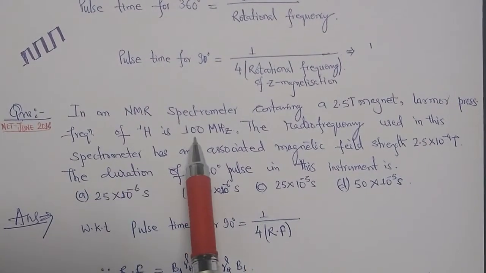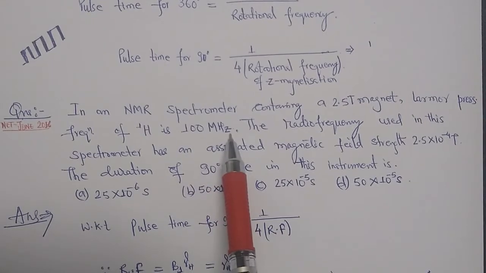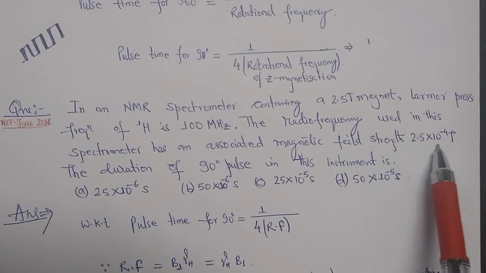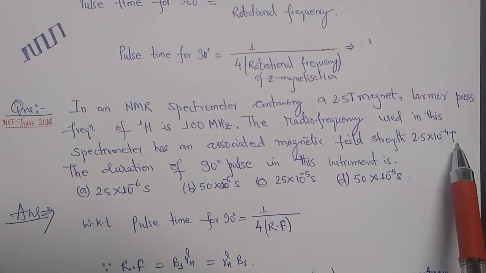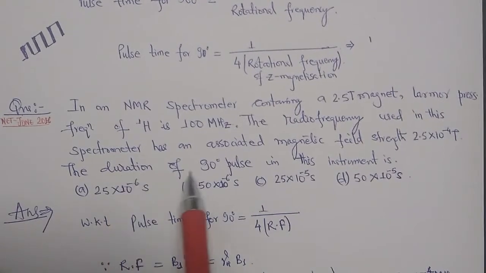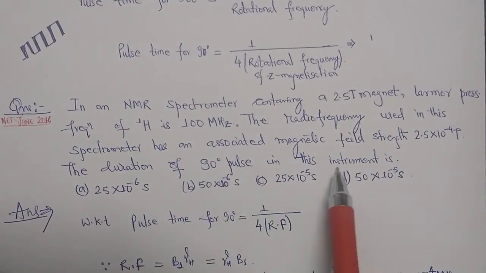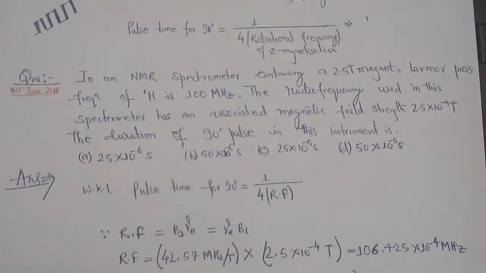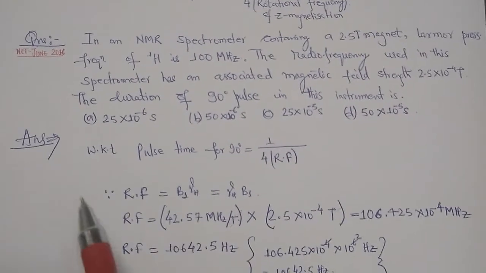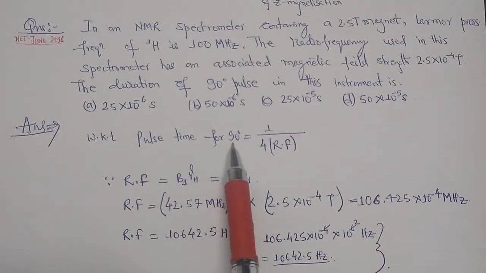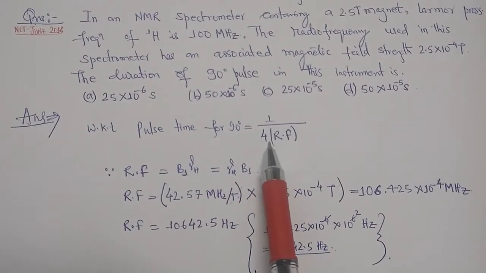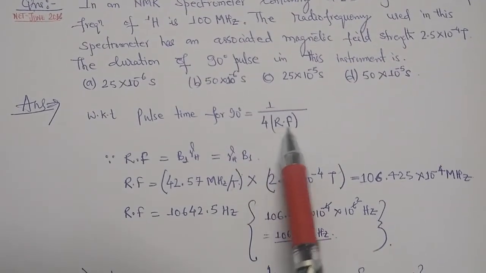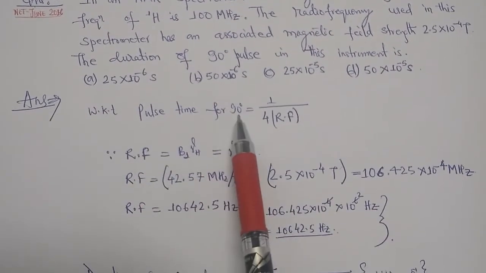Using this, we can solve problems such as: in an NMR spectrometer containing a 2.5 Tesla magnet, the Larmor precessional frequency of proton is 100 MHz. The radio frequency used in this spectrometer has an associated magnetic field strength, that is 2.5 into 10 to the power minus 4 Tesla. We are asked to find the duration of a 90 degree pulse in this instrument. Let us see how we can approach this question. Since we know that pulse time for 90 degrees is equal to 1 by 4 into RF, if we find the value of RF, then we can easily find the pulse time for 90 degrees.